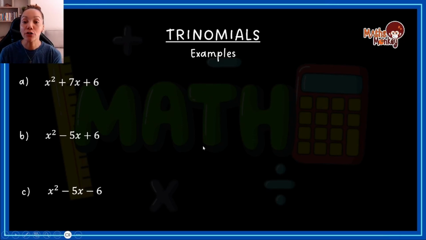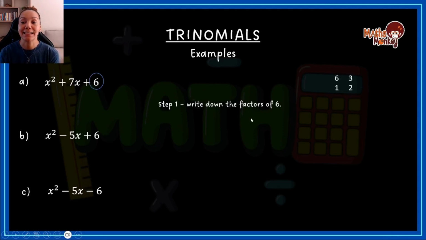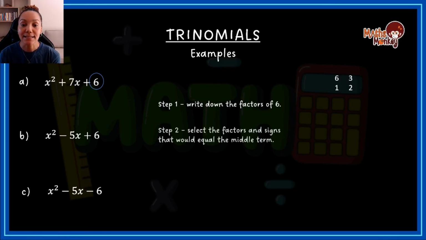Okay, so how do we deal with factorizing questions like this? Firstly, the important thing is we write down the factors of the constant. So in this case, we're going to write down the factors of 6. So I write down the factors of 6, and that is 6 and 1, and 3 and 2. Right? Then the second step is select the factors and signs that would equal the middle term. So we essentially are looking for 7, right? That's what we need to get with the factors of 6.